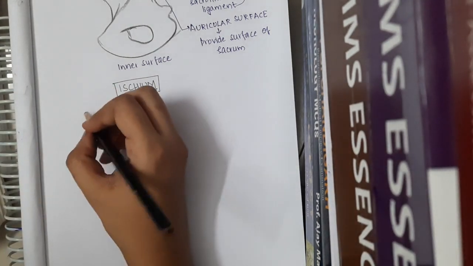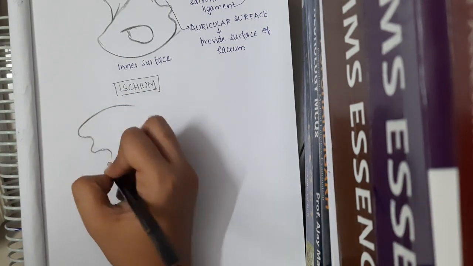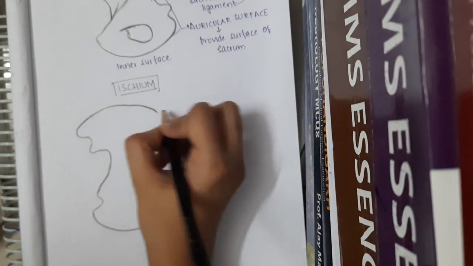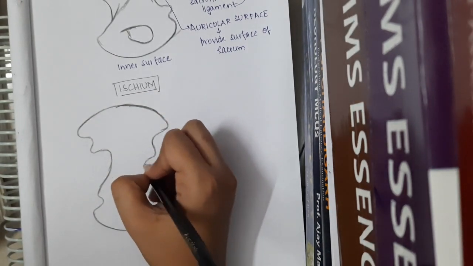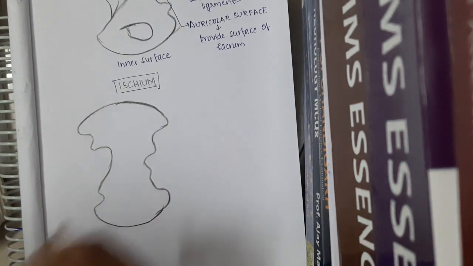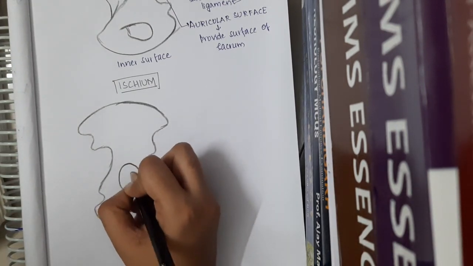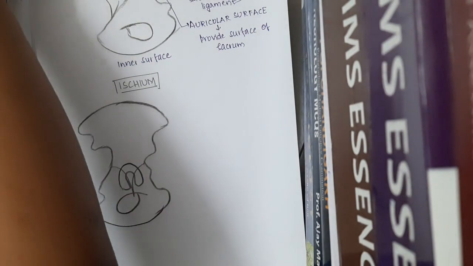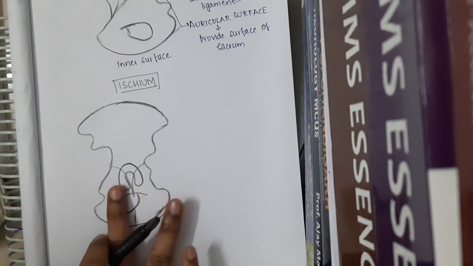So first I'll draw the ischium. I'll draw the whole hip bone. This is the only one which takes lots of time. The rest all will be easier when compared to this. Now this is the obturator foramen, and this is the acetabular surface. So where is the ischium? This part is the ischium.